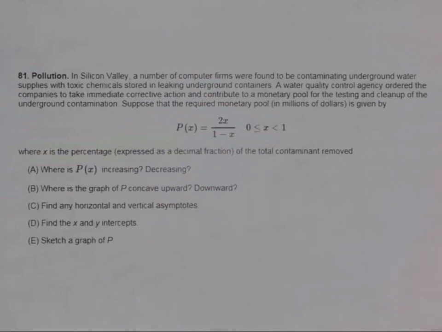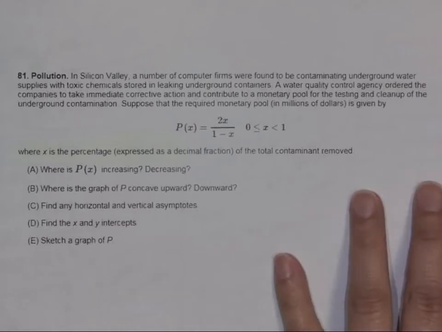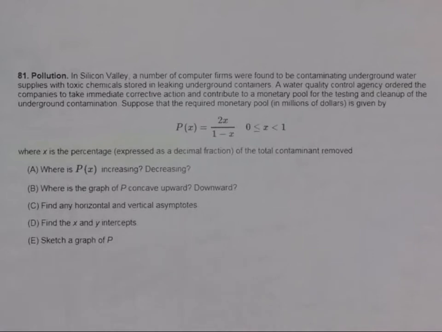So this is the last video for 1325 chapter 12.4. We have a word problem here. In Silicon Valley, a number of computer firms were found to be contaminating underground water supplies with toxic chemicals stored in leaking underground containers. A water quality control agency ordered the company to take immediate corrective actions and contribute to some kind of testing and cleanup of the underground contamination.